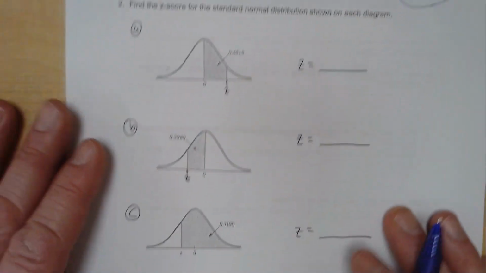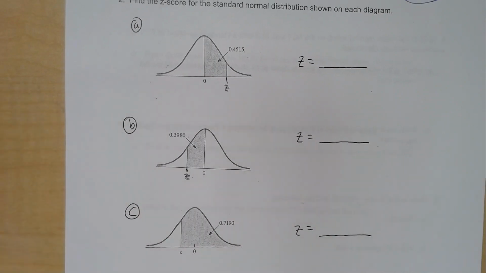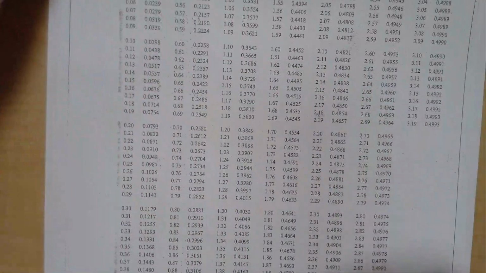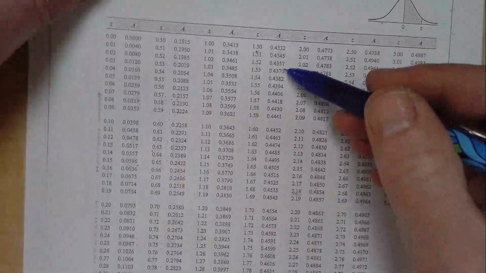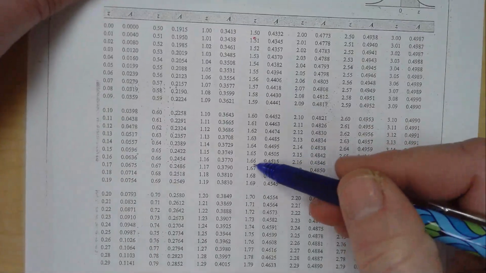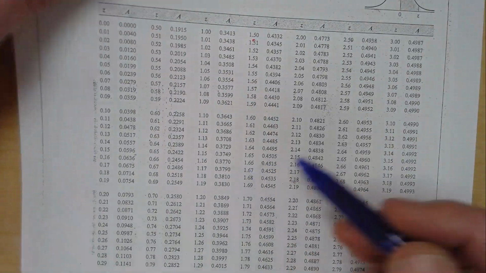Okay. These can be looked up on the table. Remember I gave you a table? So .4515, you can look up on the table here, .4515 is a little bit more, 1.66. So it's right there, .4515 is 1.66.